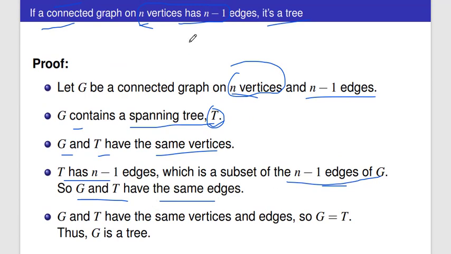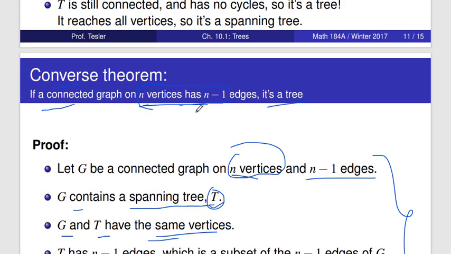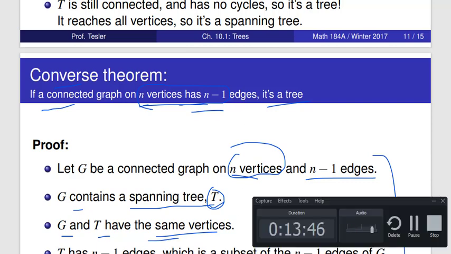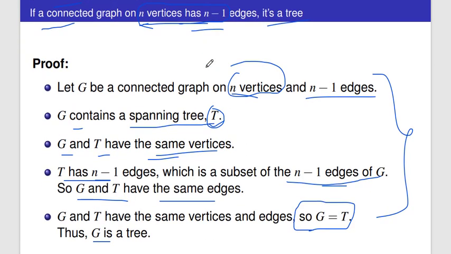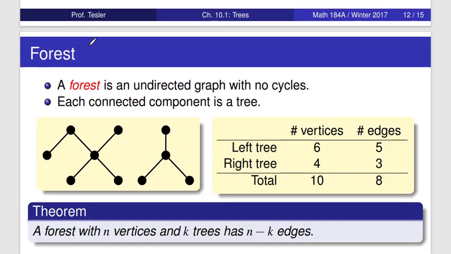So with n vertices and n minus 1 edges, we have the same vertices and the same edges, so we can say that G is equal to T. So G is a tree. From this proof we know that a connected graph with n vertices and n minus 1 edges always becomes a tree. That is the converse theorem.